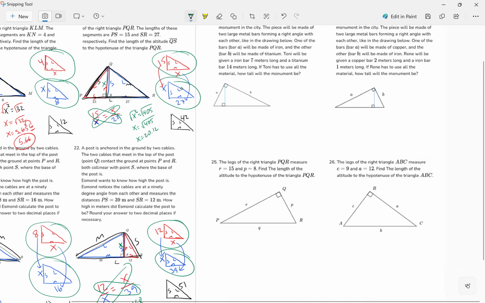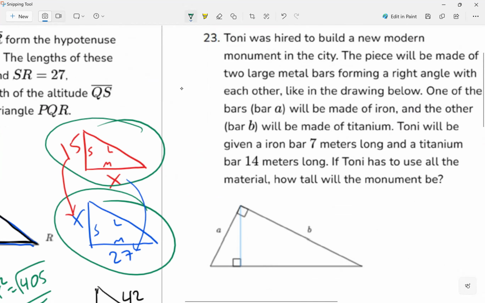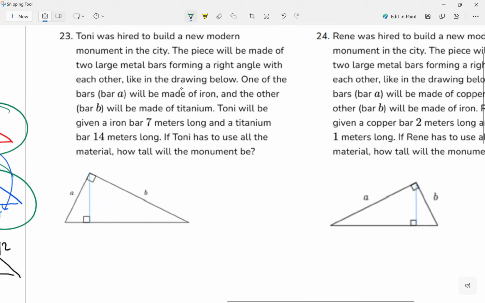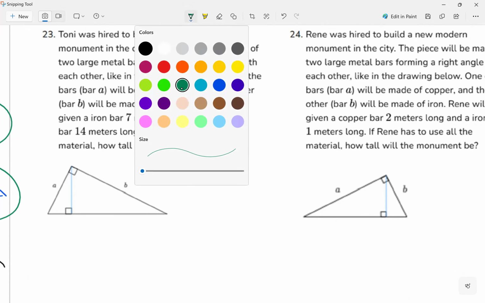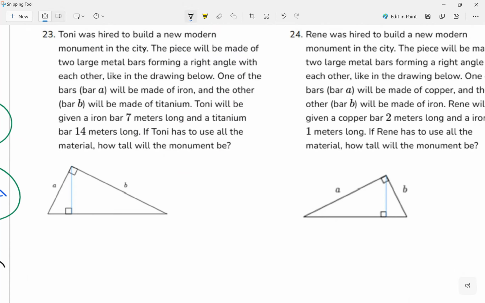Let's take a look at number 23. Tony was hired to build a new modern monument in the city. The piece will be made of two large metal bars forming a right angle with each other like the drawing below. One of the bars, A, will be made out of iron, and the other bar, B, will be made of titanium. Tony will be given an iron bar of 7 meters. That's the bar A, right? So I'm going to say this is 7.